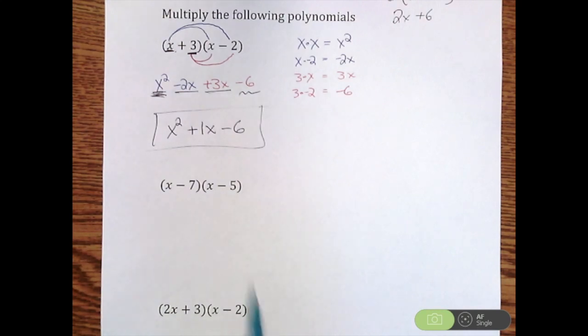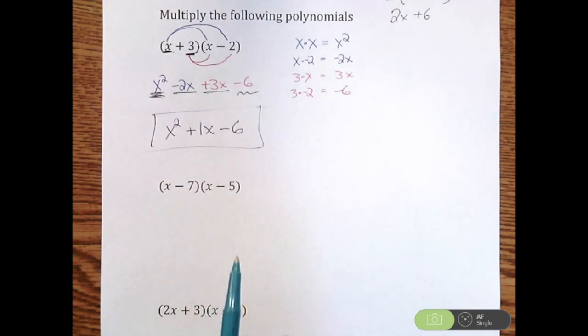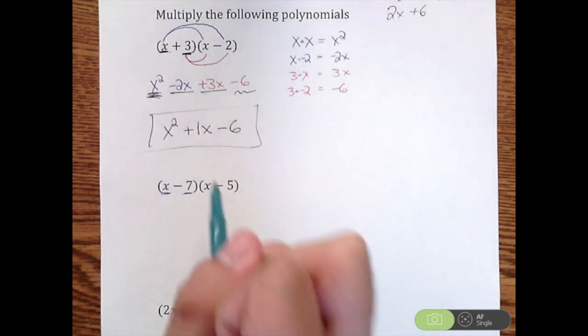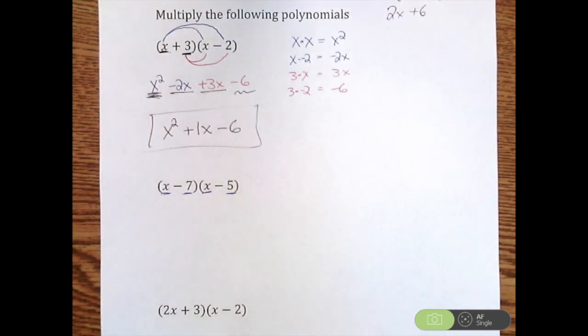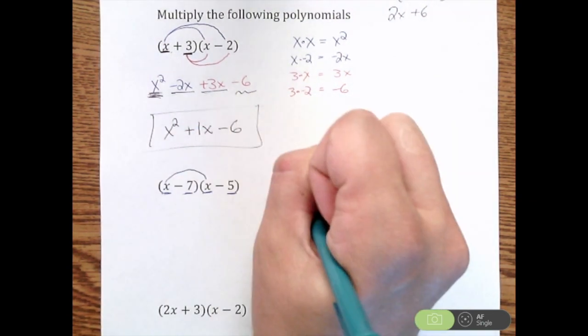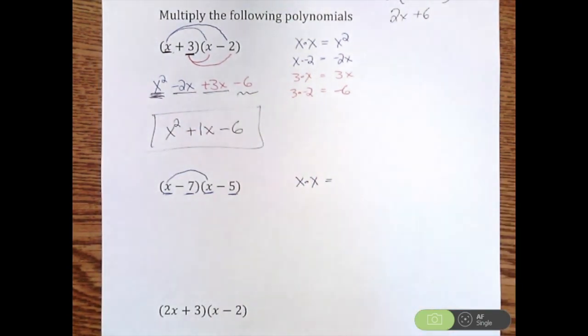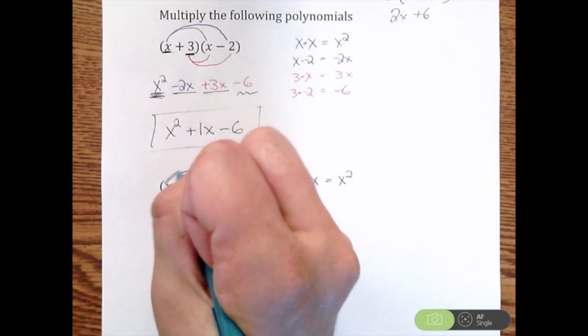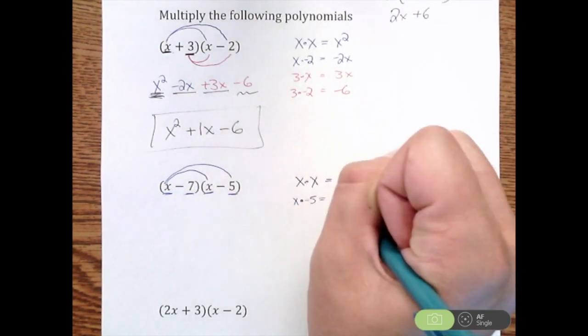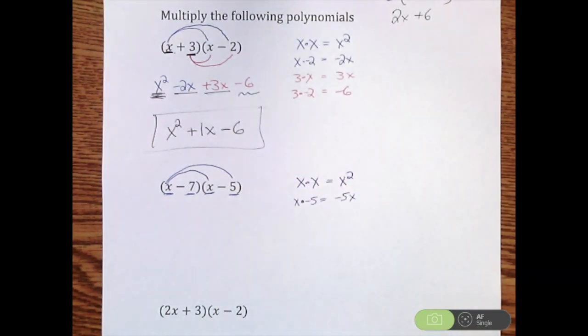So another example, x minus 7 times x minus 5. Again, I'm going to take each of these first two terms and multiply it by all the terms in our second parentheses. So I'm going to start by taking x times x, which is x squared. I'm going to take x times negative 5. X times negative 5 is negative 5x. So I took the x, I distributed it through.